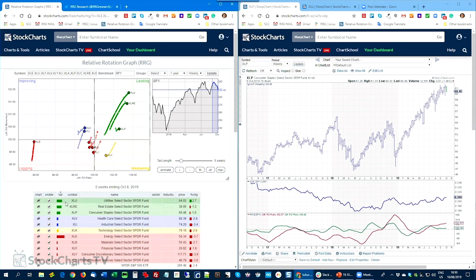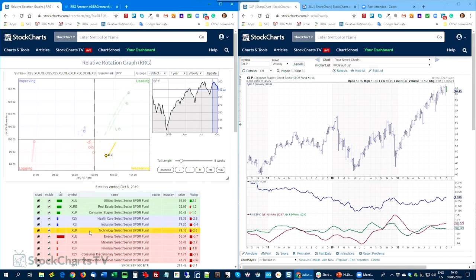Now, I'm going to start inside the weakening quadrant. So we start in weakening, and then we go into lagging, and then we start with what is improving, and we end the show with what's really good at the moment.